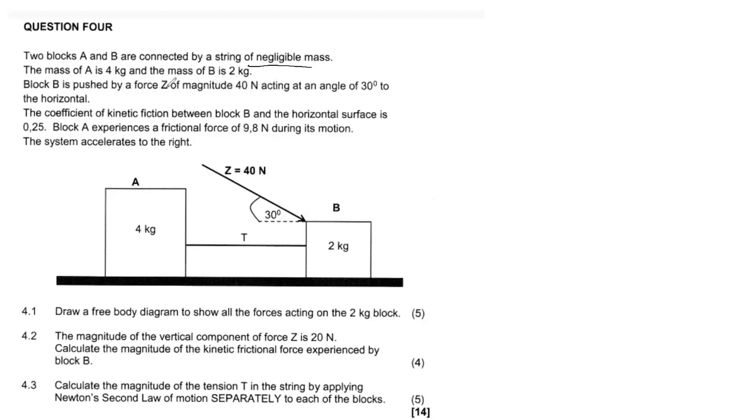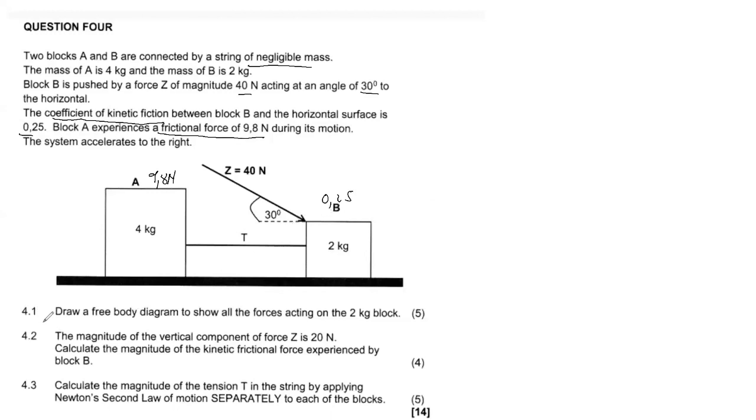Then block B is pushed by a force Z of magnitude 40 Newton, acting at an angle of 30 degrees to the horizontal. Now, they say the coefficient of kinetic friction between block B and the horizontal surface is 0.25. Note that we are given the coefficient of kinetic friction here for block B. And then when you read further, it says block A experiences a frictional force of 9.8 newtons during its motion. So for block A, we are given the magnitude of the frictional force. But for block B, we are only given the coefficient of kinetic friction.